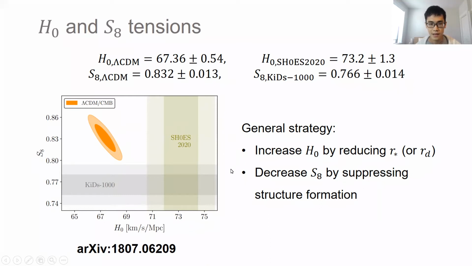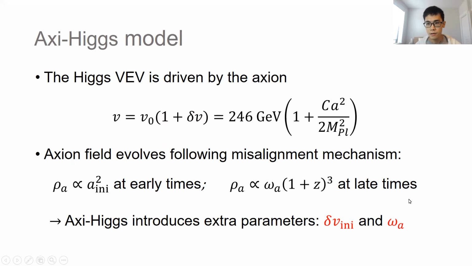Even though there's a lot of debate about whether there are uncertain systematics within these experiments, we take the standpoint that ΛCDM by itself needs to be modified. So we're trying to do that by increasing H0 and also decreasing S8 by some mechanism. To do so, we would like to introduce a model called Axi-Higgs.